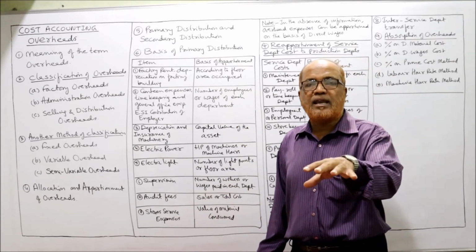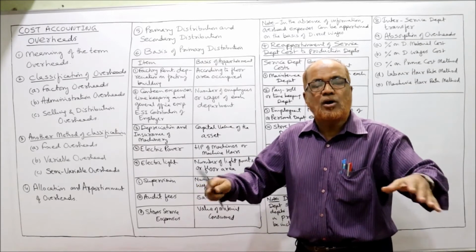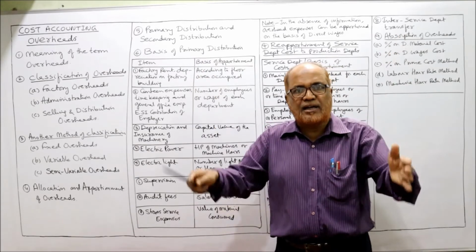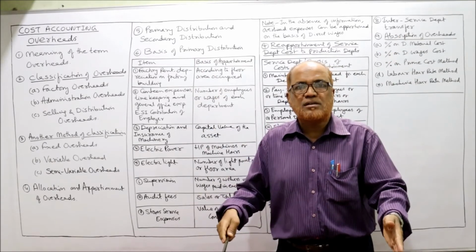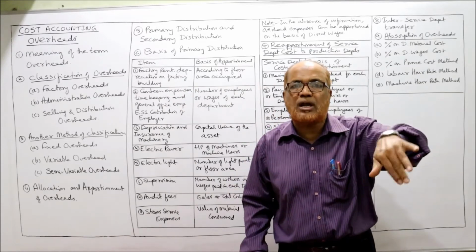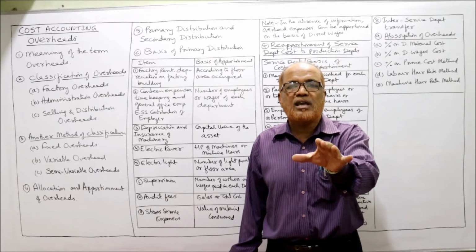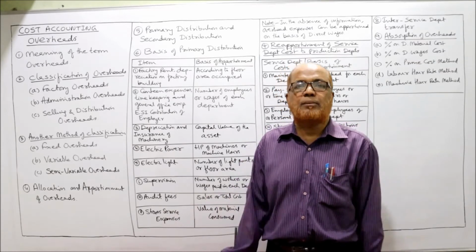How much floor area is occupied by each department? There are 5 departments, all located in one building, one premises. So whatever rent is paid for that premises will be apportioned among all the departments on the basis of area occupied. How much area is occupied by each department?